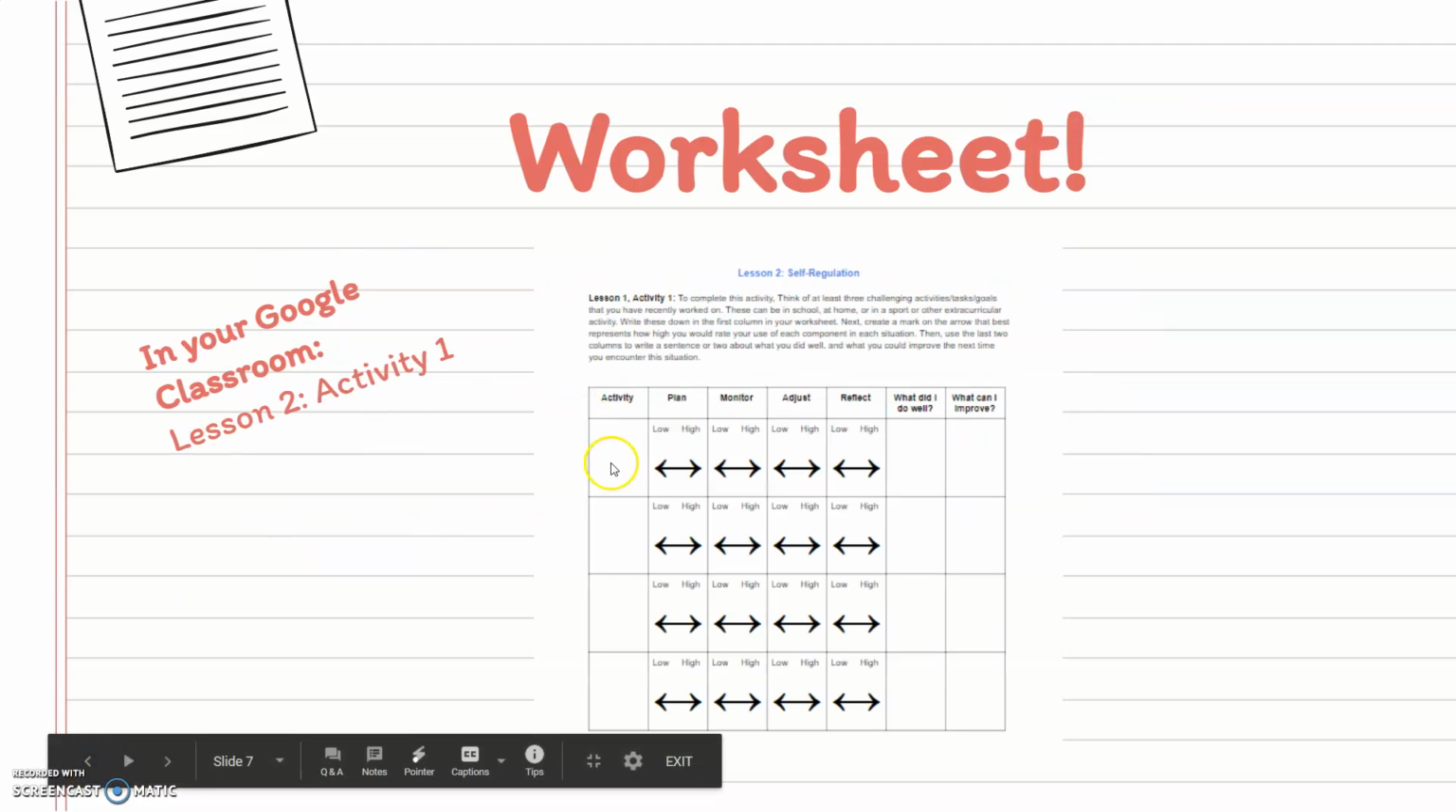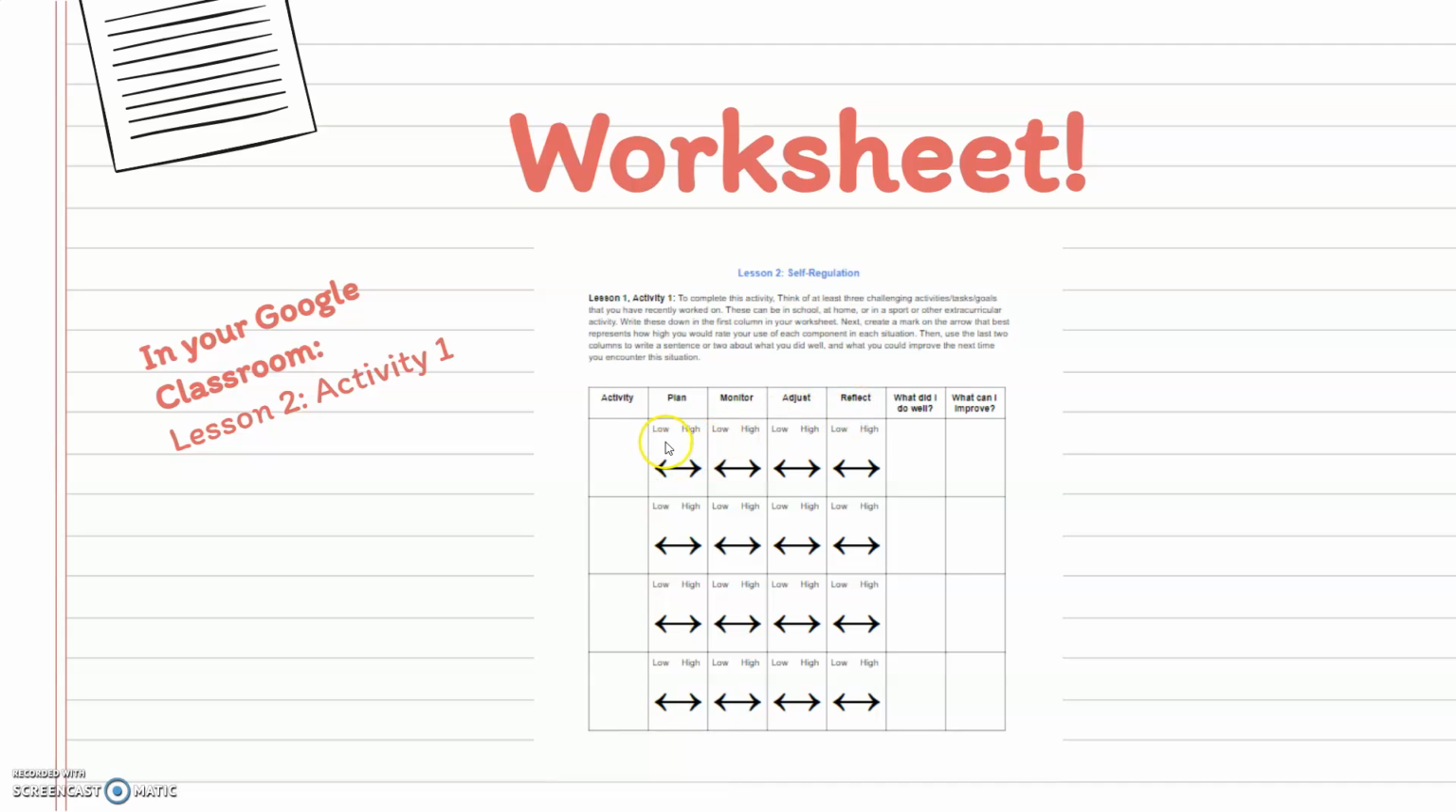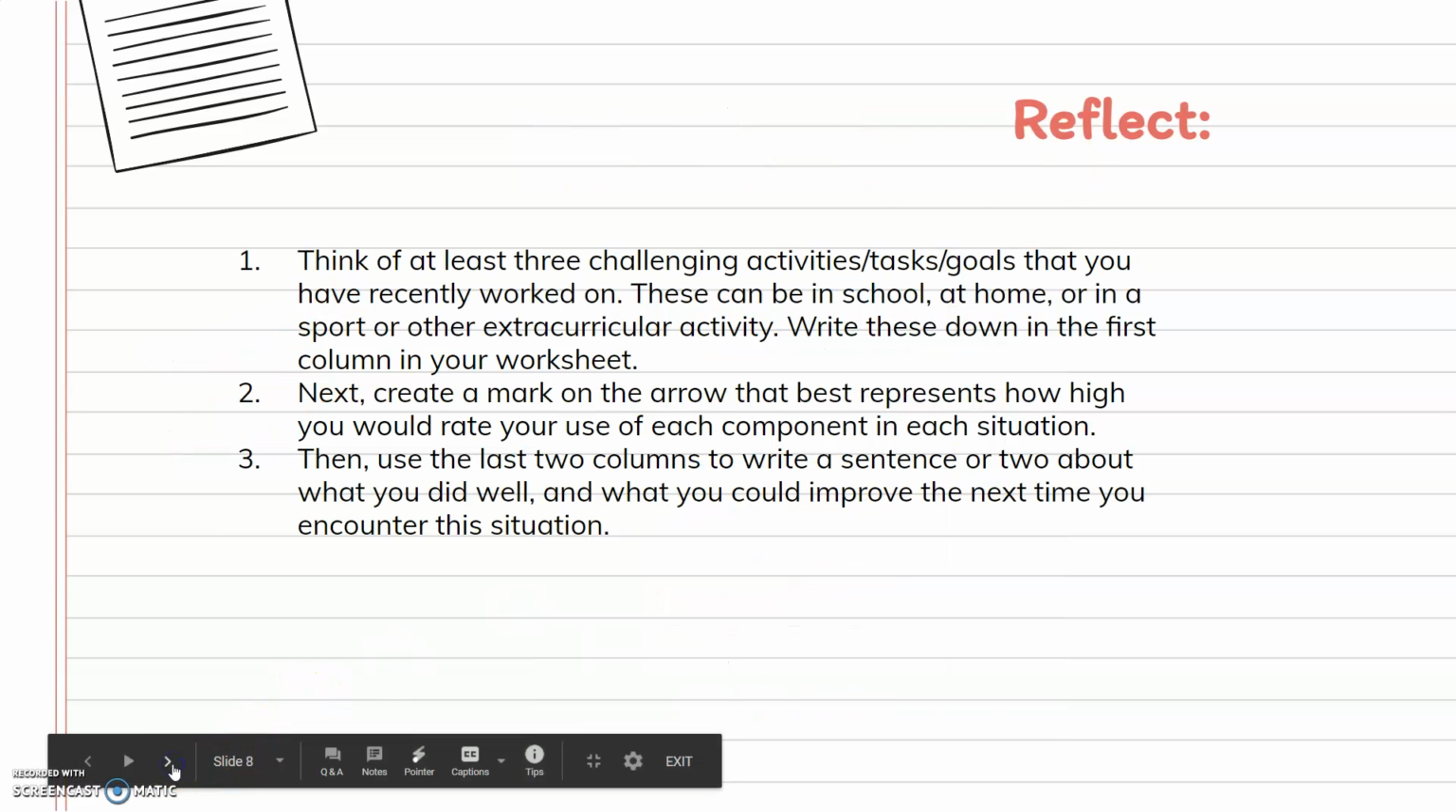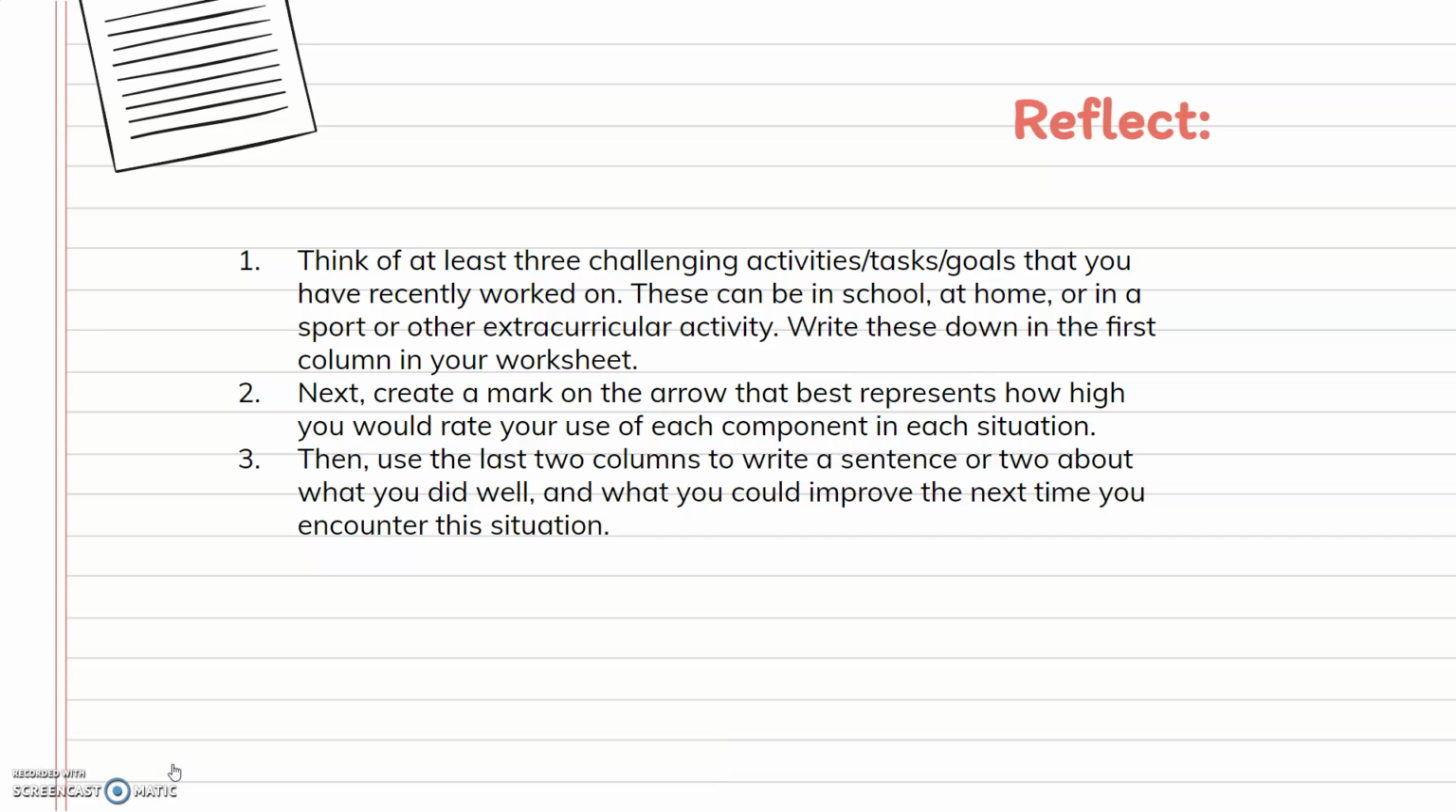I'm going to come back here and show you. Here is where you're going to write your 3 or 4 challenging activities. And then here's the plan, monitor, adjust, and reflect scale. You will mark yourself as to low or high. Then you will write a quick sentence reflecting on what you did well and what you believe that you can improve. Teachers, feel free, please pause your screen and give your students time to accomplish this task.